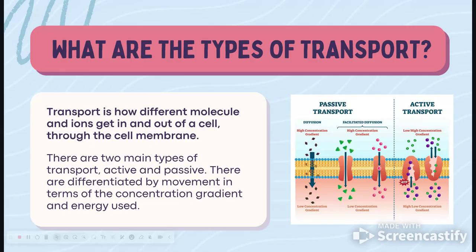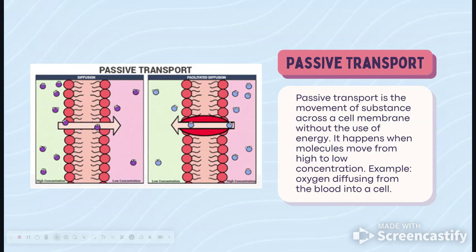Then we have types of transport. There's two types of transport, passive transport and active transport. Passive transport is the movement of molecules across a membrane without using any energy. It happens when the molecules move from a high concentration to a low concentration gradient, and there are two types of passive transport, one of them being simple diffusion and the other being facilitated diffusion. In simple diffusion, small molecules pass right through the membrane, but in facilitated diffusion, larger or polar molecules use protein channels to cross.